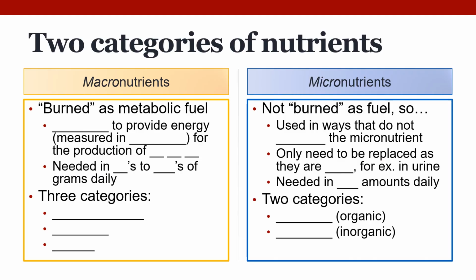First, we're going to talk about types of nutrients, both in terms of big categories and then smaller categories within those, and how those nutrients are used in the body. So first off, there are two major categories of nutrients. Macronutrients are those nutrients which are consumed to provide energy. That energy is measured in units called calories.